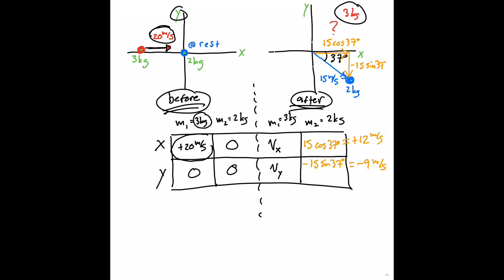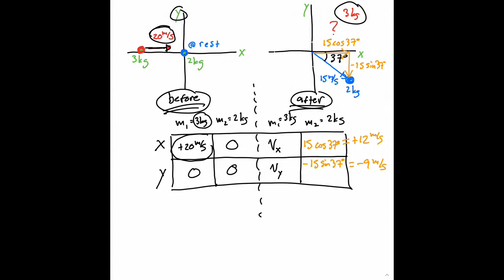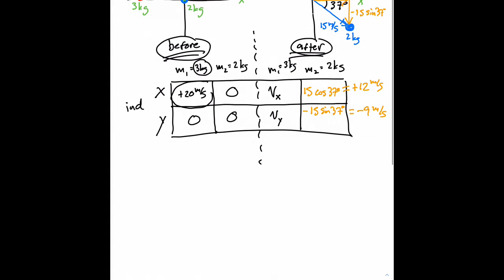So we just want to apply the equation for conservation of momentum as we know it independently along both the x and the y axes. So the equation I'm referring to is the one that says m1u1 plus m2u2 equals m1v1 plus m2v2. That equation can be applied independently on the x and y axis.